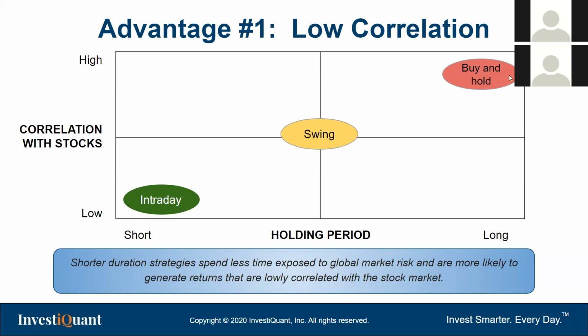So if you look up here in the top right, buy and hold would have a high correlation with the overall market. And if you think about it, if you're always in the market, you're likely going to see basically the same results that the market is seeing. So of course, that's going to be very highly correlated.